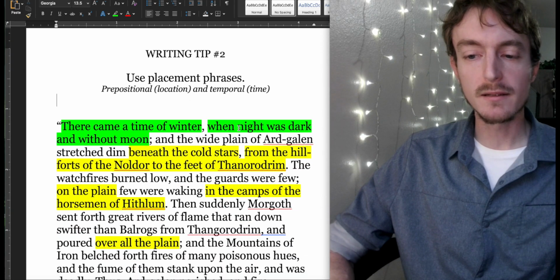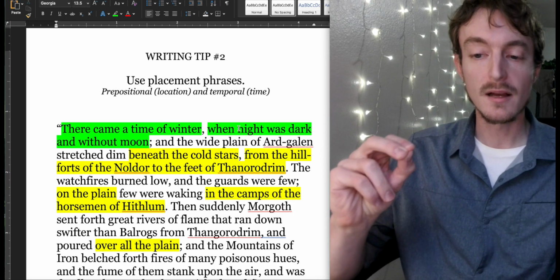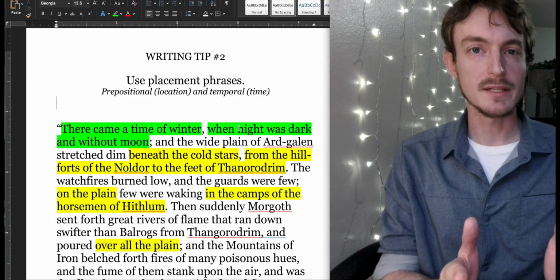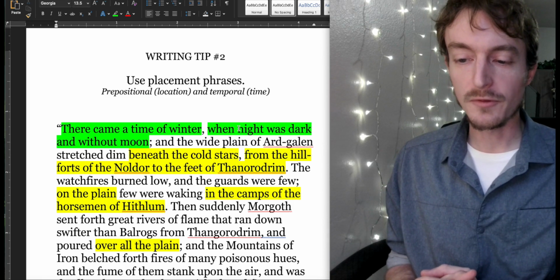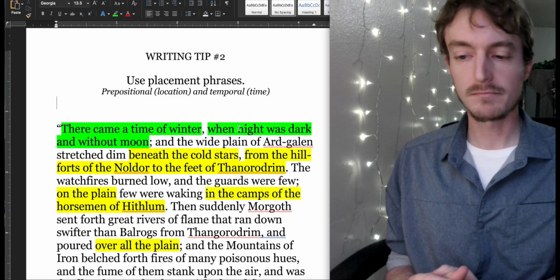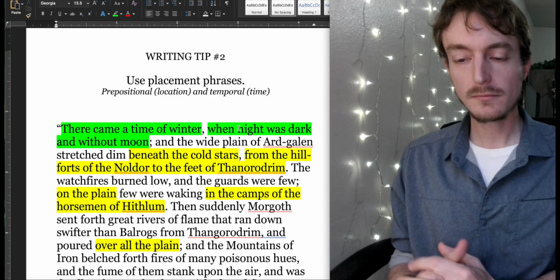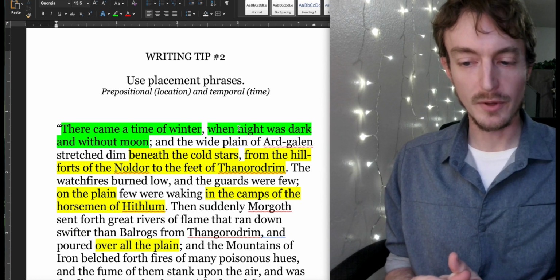So here we're going to get a little more specific. Writing tip number two is use placement phrases. Tolkien was great at using phrases to place the reader exactly where he wanted, whether in time or space. Let's look at this. There came a time of winter when night was dark and without moon. He could have said when winter came or winter came.